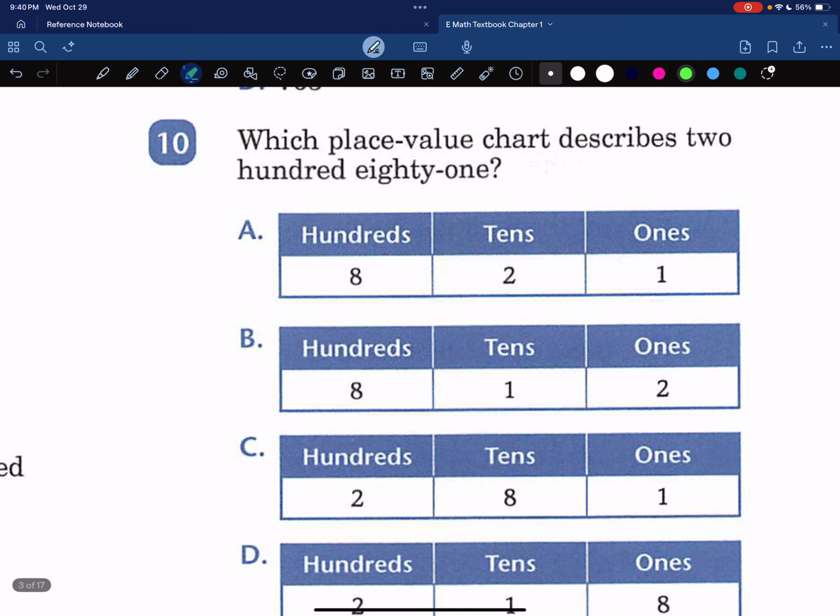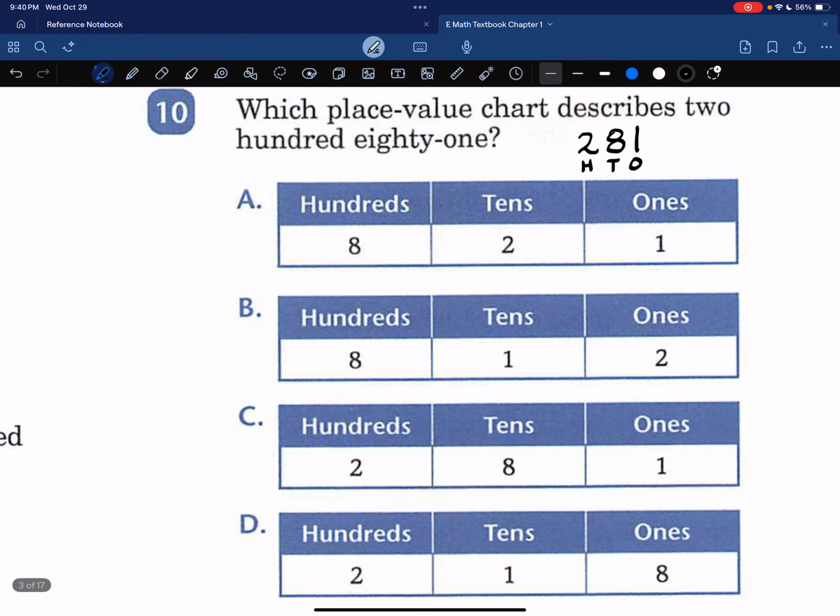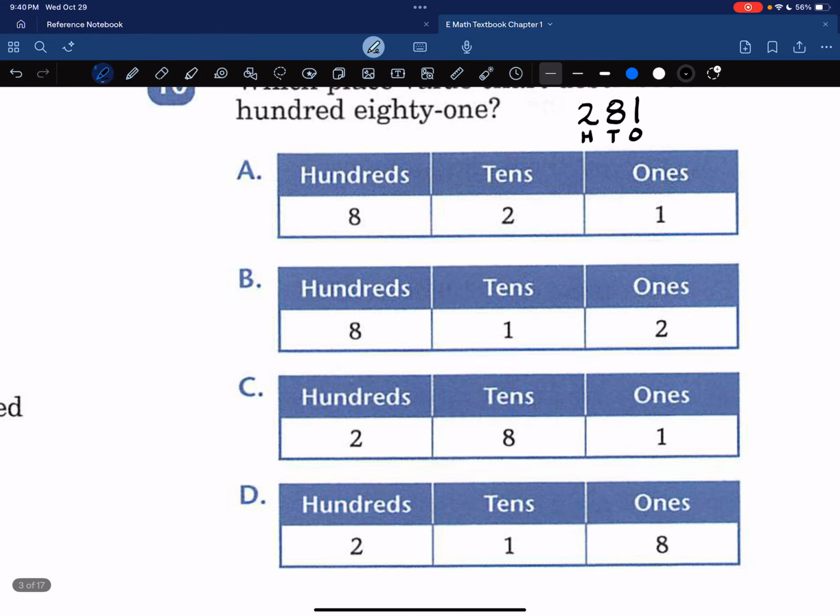All right. Which place value chart describes 281? So that's 2 in the hundreds place, 8 in the tens place, 1 in the ones place. 281. And I like C. Be careful with D. We don't want to do what Kay did. We want 281.